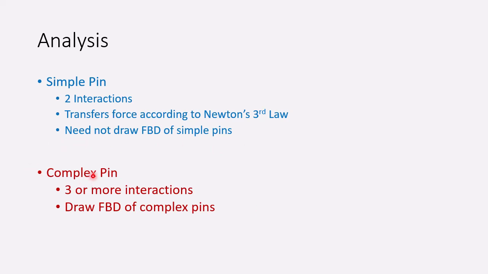At a complex pin, there are three or more interactions. You have to draw a free body diagram of complex pins. So bottom line is this. Simple pin, need not draw free body diagram. Just apply the third law. Complex pin, three or more interactions, you must draw the free body diagram of the pin.